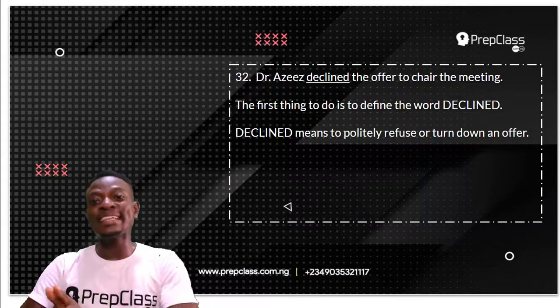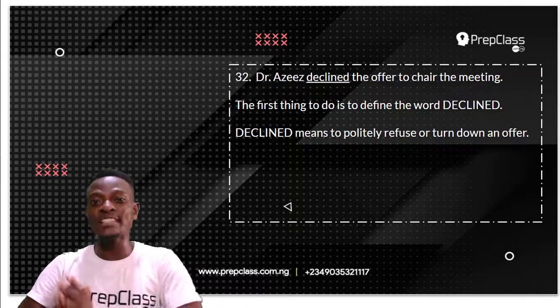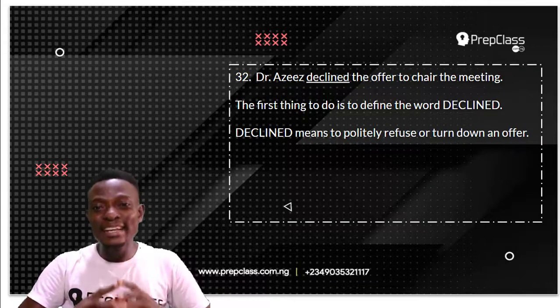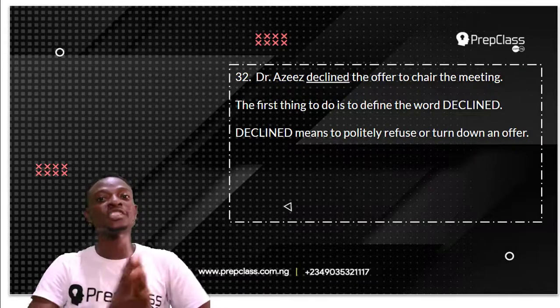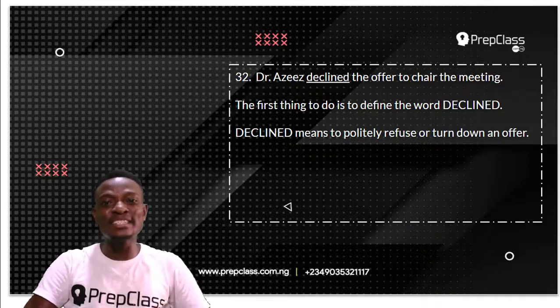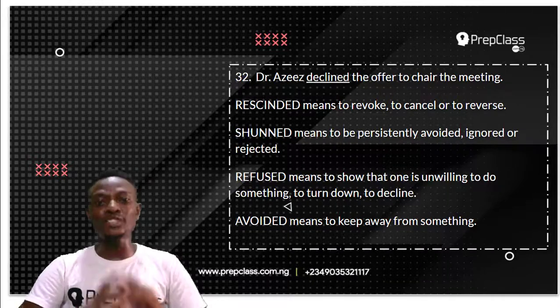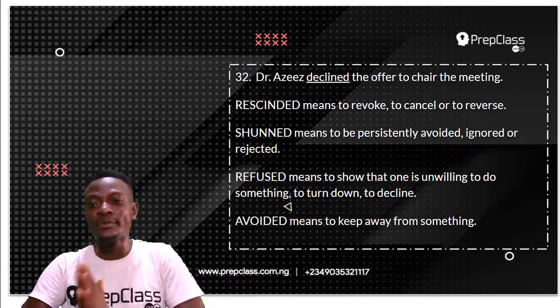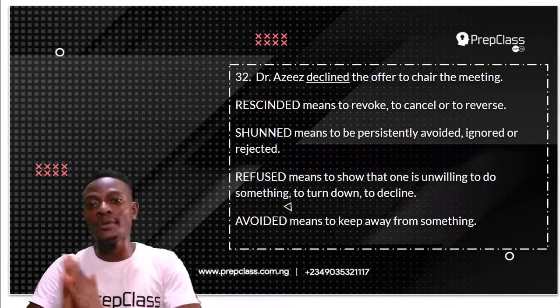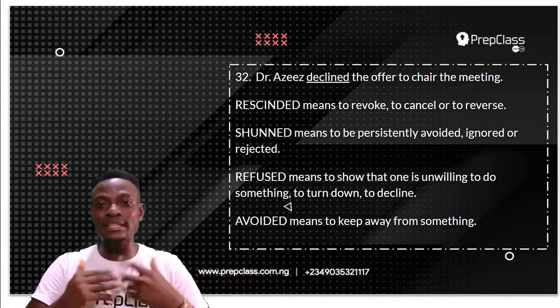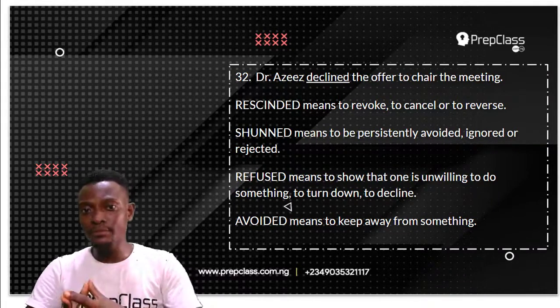Declined means to politely refuse or turn down an offer. So, Dr. Aziz politely refused to chair the meeting. Dr. Aziz refused the offer to chair the meeting. Now, it is not rescinded because rescinded means to revoke, to cancel, or to reverse. Now, this meaning is not similar to the meaning of declined.